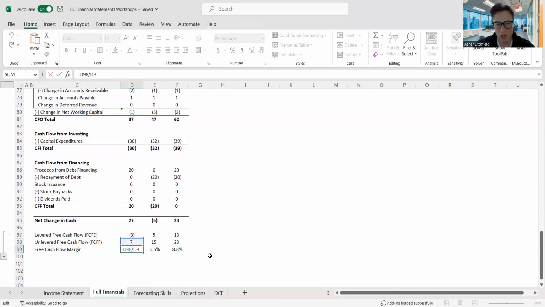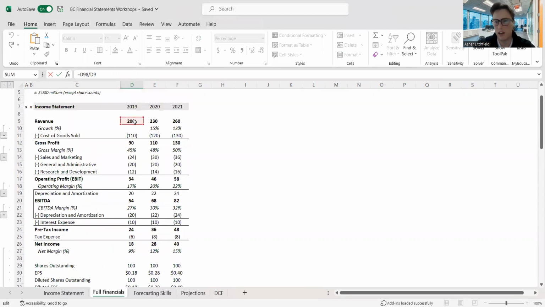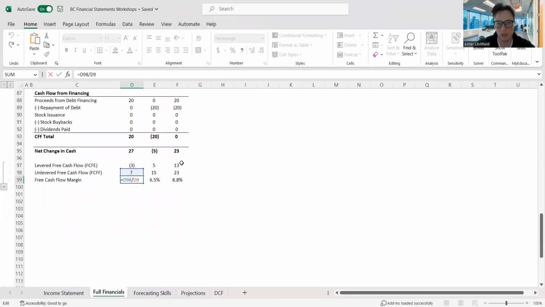We can also calculate the margin on that. We're just taking the unlevered free cash flow and dividing it by revenue to get an idea of how efficient we are at turning revenue into free cash flow in the business. And you can see this has been increasing over the years, which is great. That's a really good thing to see in a business if there's a positive margin trend.